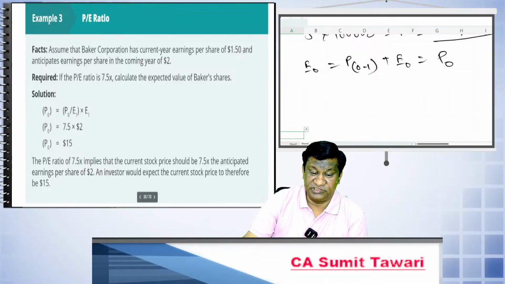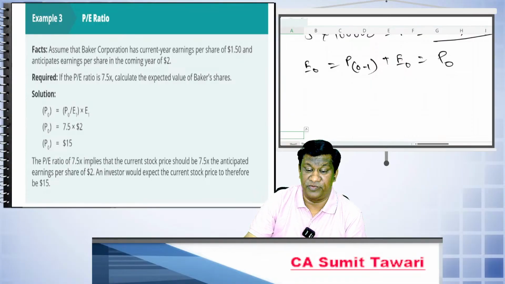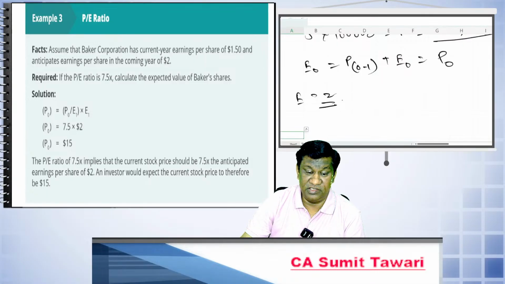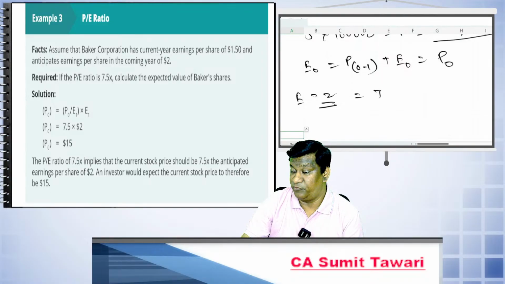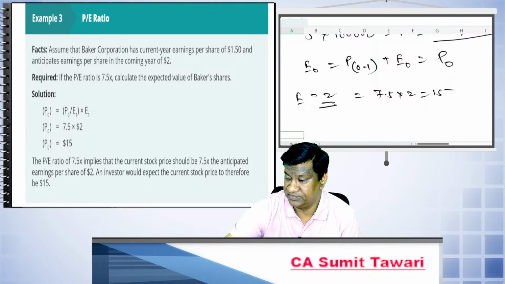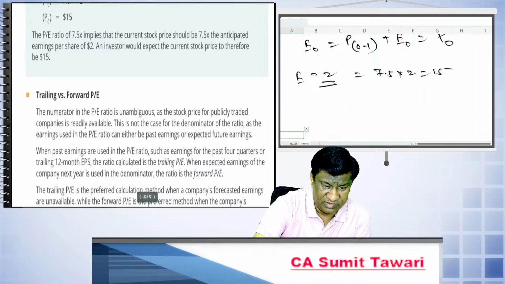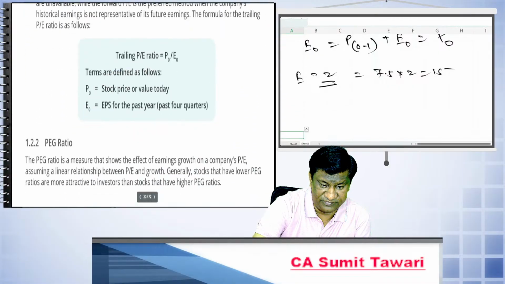Assume the Baker Corporation has the current year earning per share of $1.5 and anticipates earning per share in the coming year of $2. So we need to consider 2 as the earning. If the PE ratio is 7.5x, calculate the expected value. So 7.5 multiplied by 2 is equal to 15. Here they gave the trailing versus forward PE, E0 and E1.